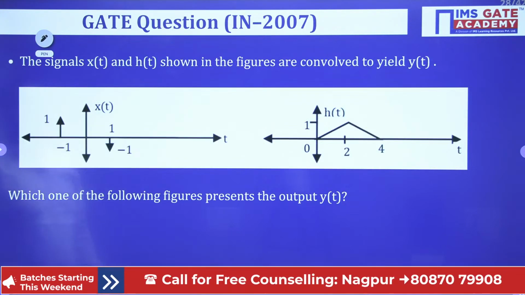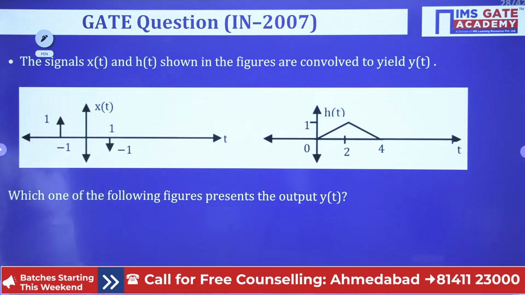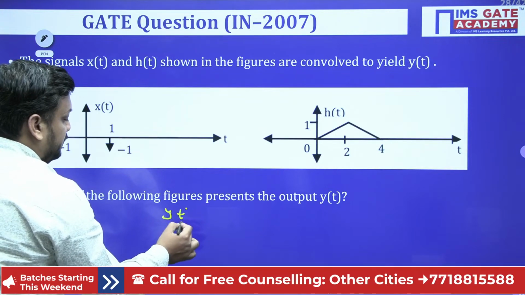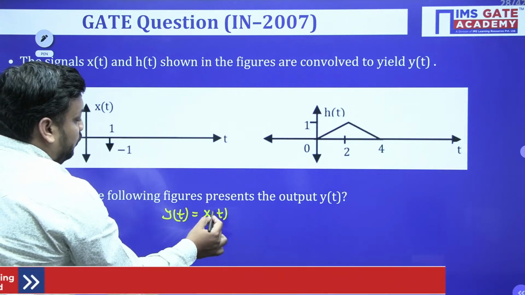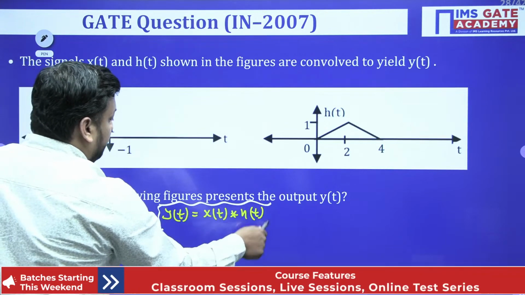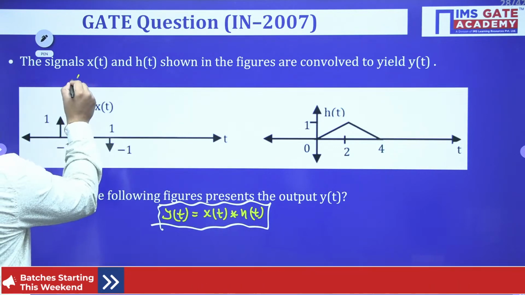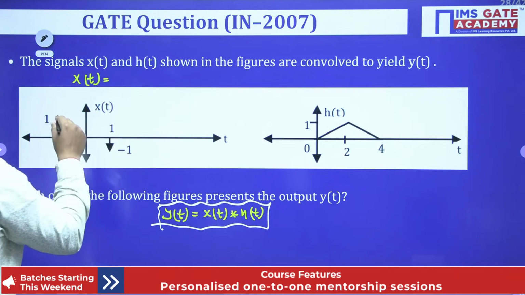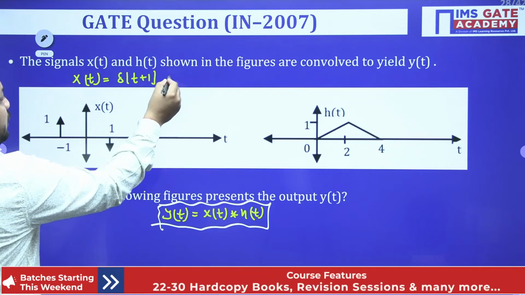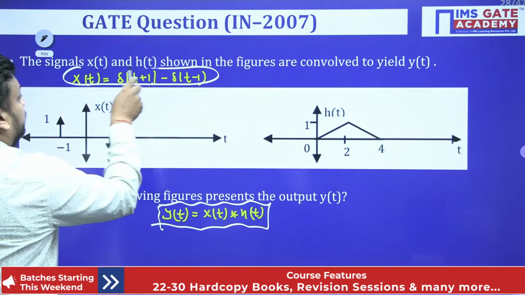So now students, the signals x(t) and h(t) shown in the figure are convolved to yield y(t). Which of the following figures represents the output y(t)? My y(t) is x(t) convolution with h(t). And you know the x(t) signal contains pure step nature, so it is very easy for us to write the equation. You will get delta of t plus 1 minus delta of t minus 1. This is the equation of x(t).